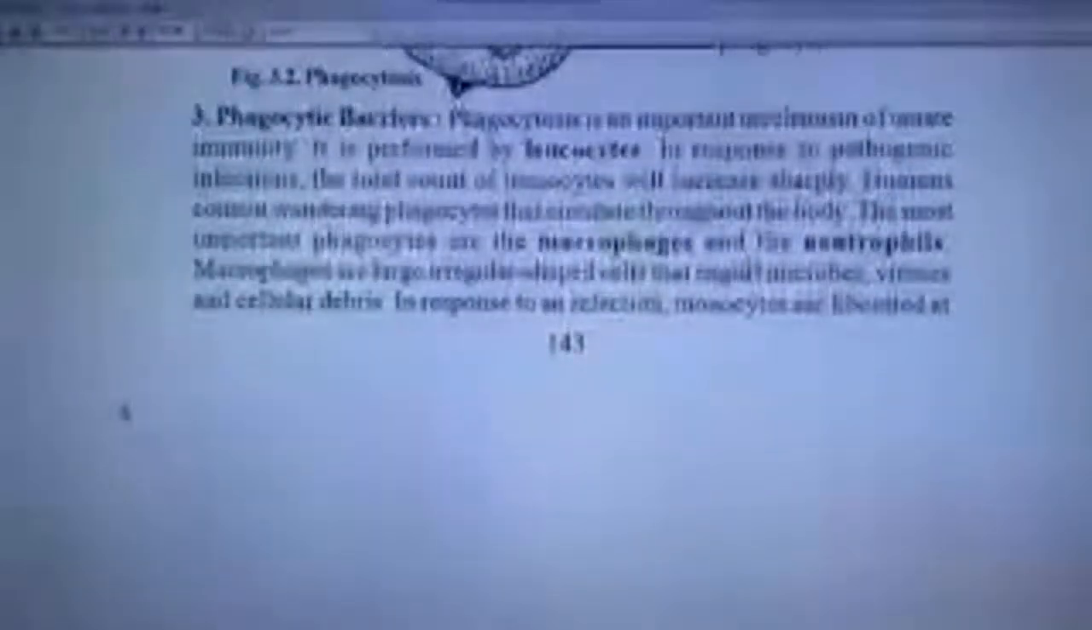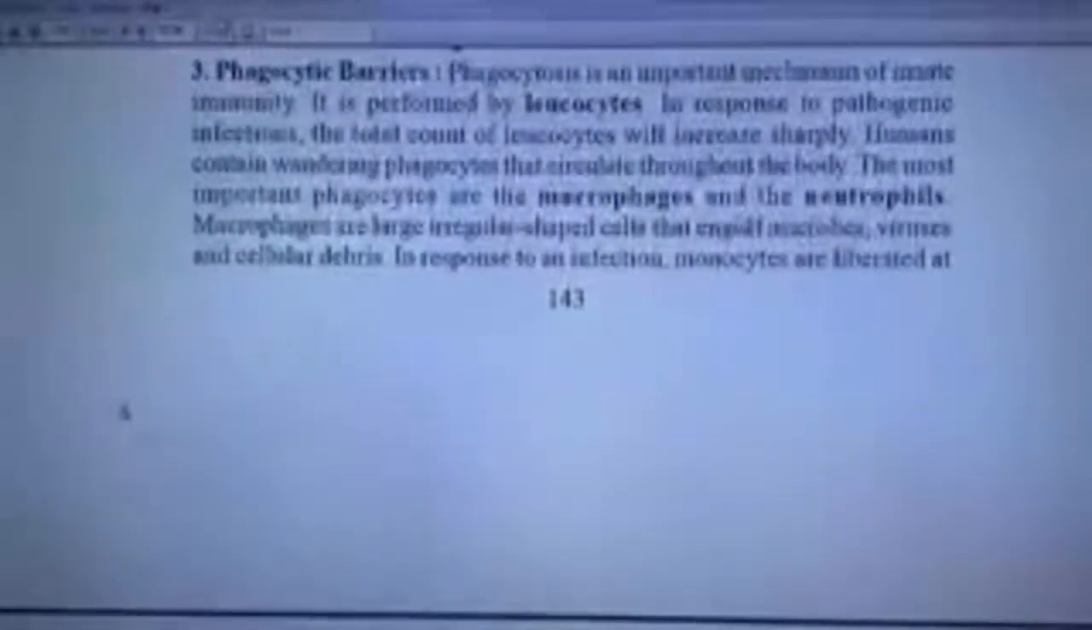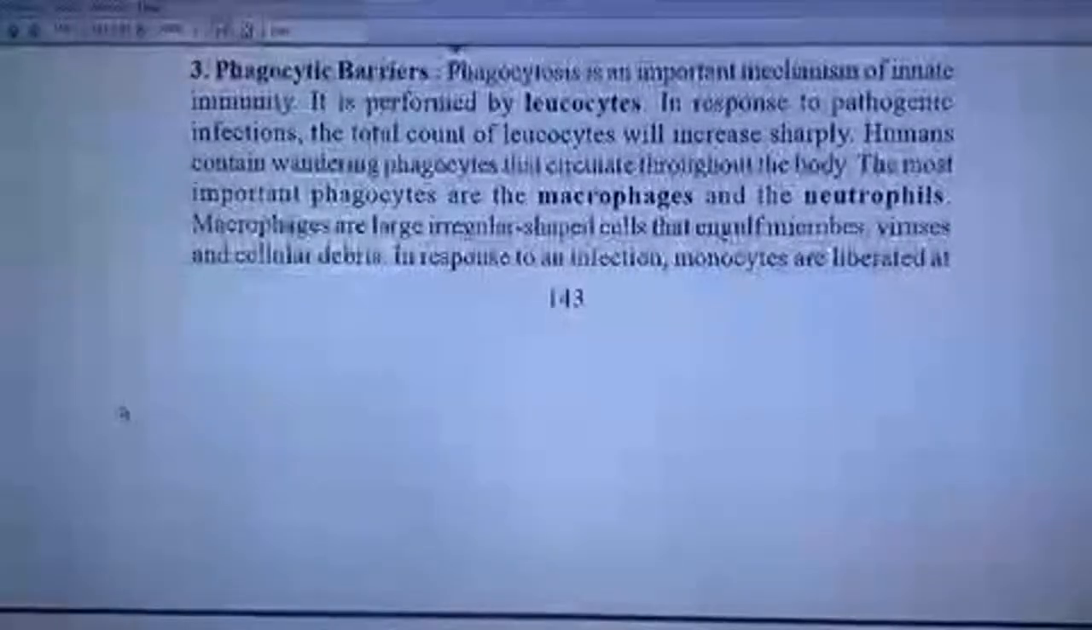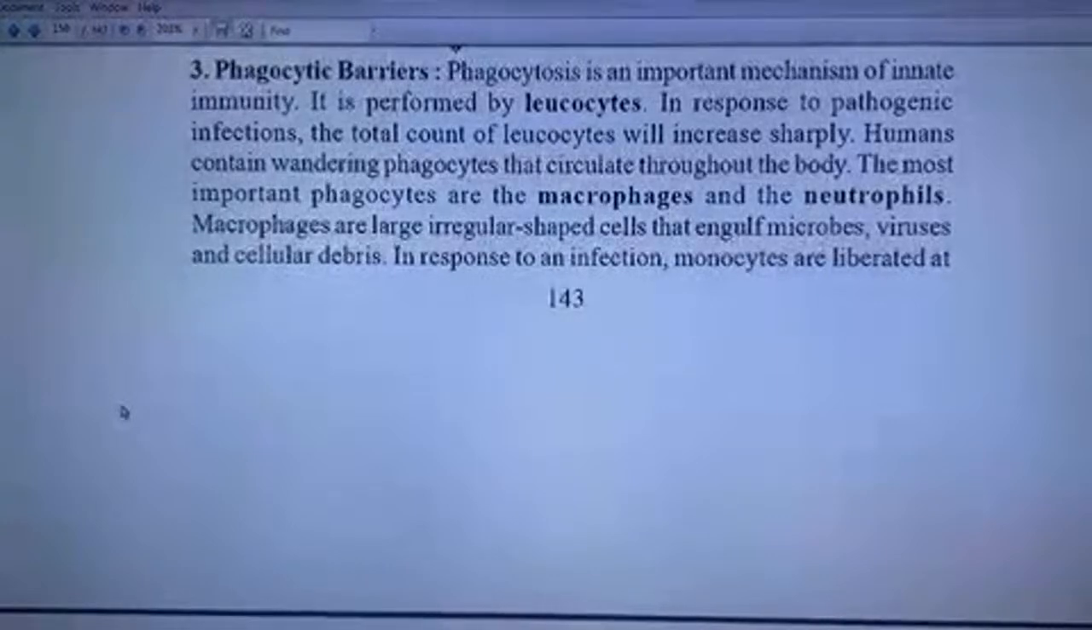Phagocytic barriers. Phagocytosis is an important mechanism of innate immunity. It is performed by leukocytes in response to pathogenic infections. The total count of leukocytes will increase sharply. Humans contain wandering phagocytes that circulate throughout the body. The most important phagocytes are macrophages and neutrophils.